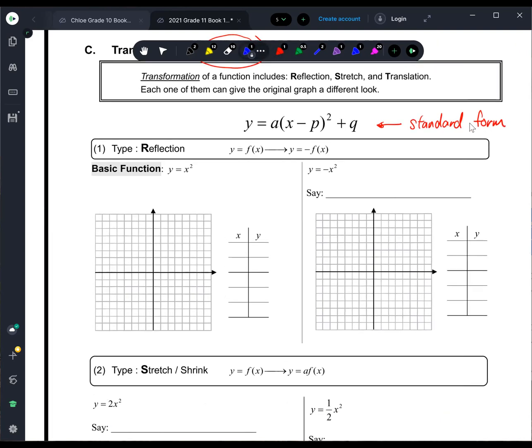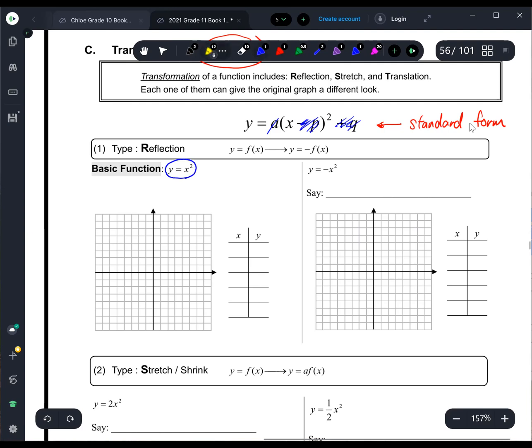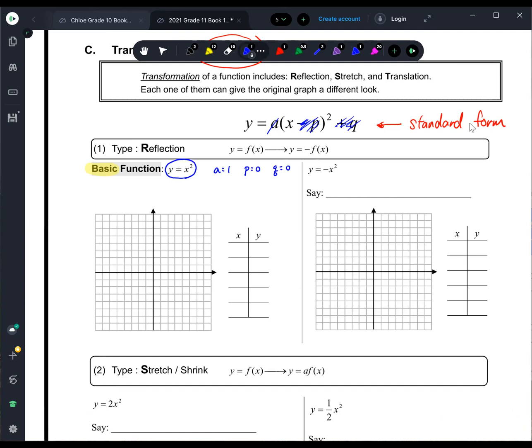So we take away the A, take away the P, take away the Q. Suppose they are not there, then you are just left with Y equals X squared. So we call that the basic function, the one that doesn't have APQ. A is 1 in this case, so write it on the side, A equals 1. P is not there, so P is 0. Q is 0. So we'll see, if it's a basic one, what does it look like?